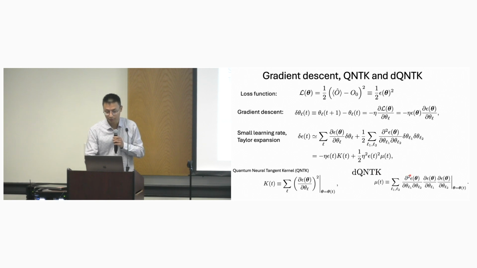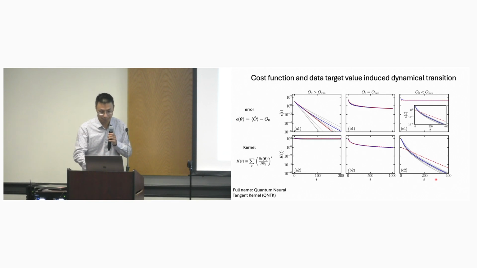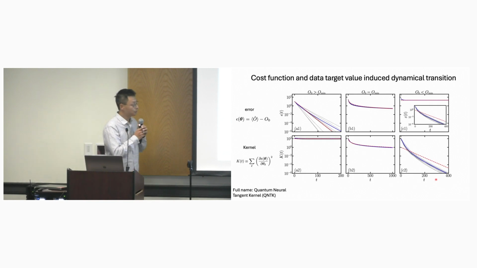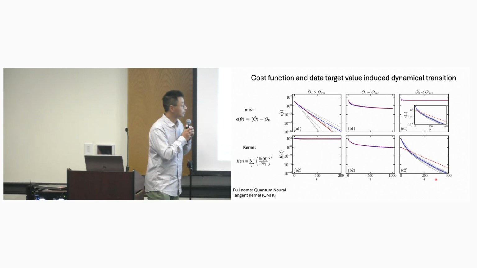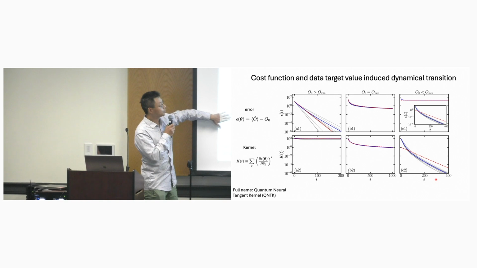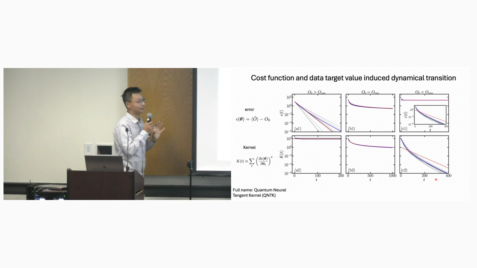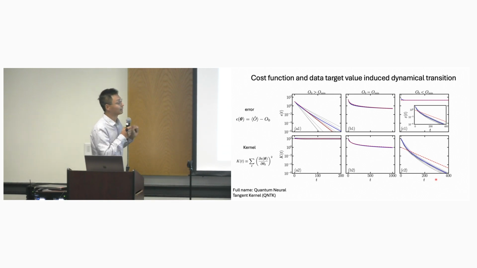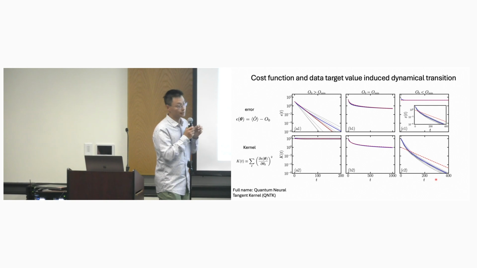It has something to do with the Hessian multiplied by the gradient, on the left and the right. So the Hessian is the matrix sandwiched in the middle by these gradients. These two quantities will determine how the error decays overall. And this is to summarize the observation here. We are plotting the error and the kernel throughout the training process, for example for that XXZ problem, depending on how you choose O0.